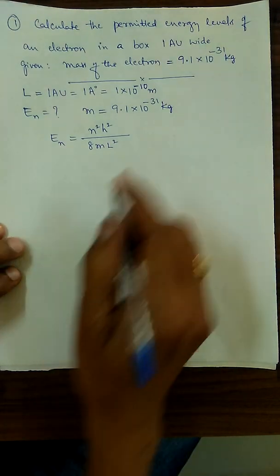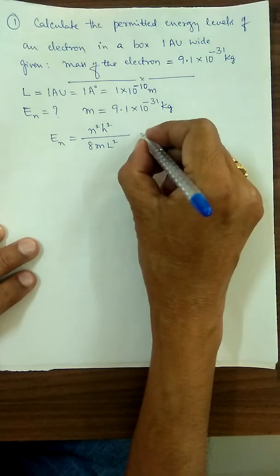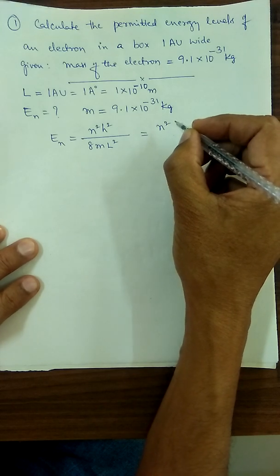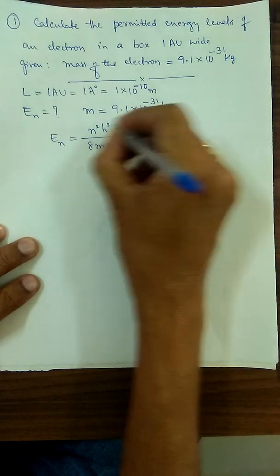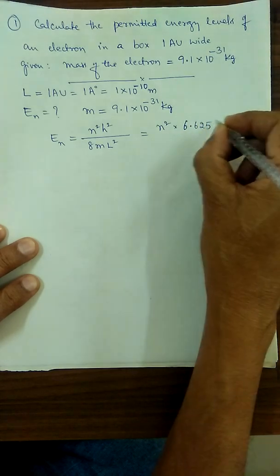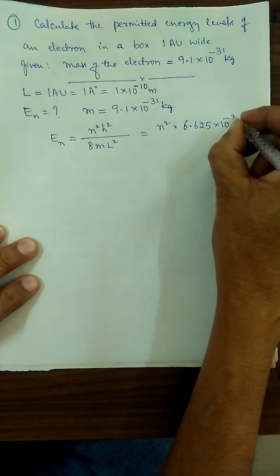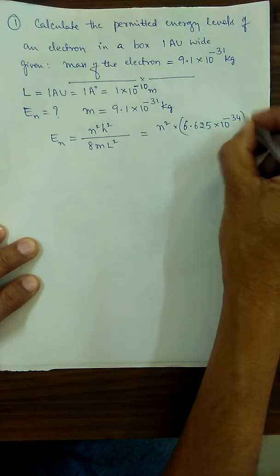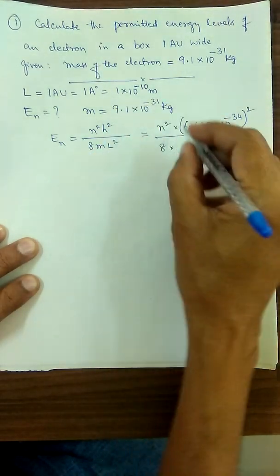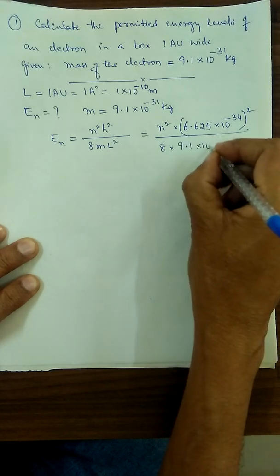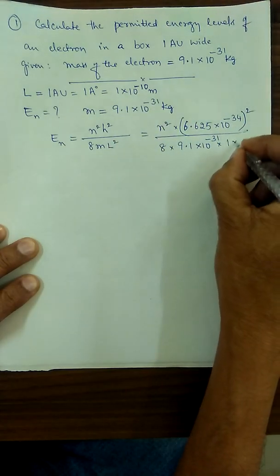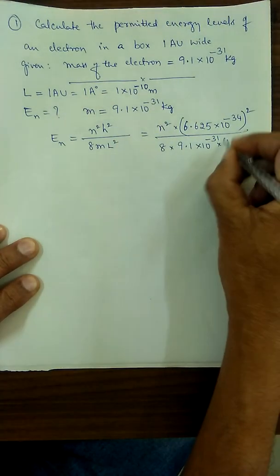Let us do the substitution for this formula. That is equal to n square, which is a variable: n is equal to 1, 2, 3 like that. h is Planck's constant, 6.625 into 10 to the power minus 34, squared. Then 8 m, with m value 9.1 into 10 to the power minus 31, and capital L value 1 into 10 to the power minus 10, squared.